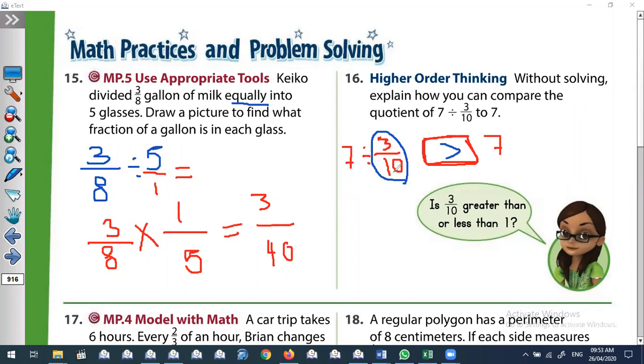The answer, let's check. I'm going to flip. 7 times 10, 70. 70 over 3. And here only 7. So this will be bigger. The next one.